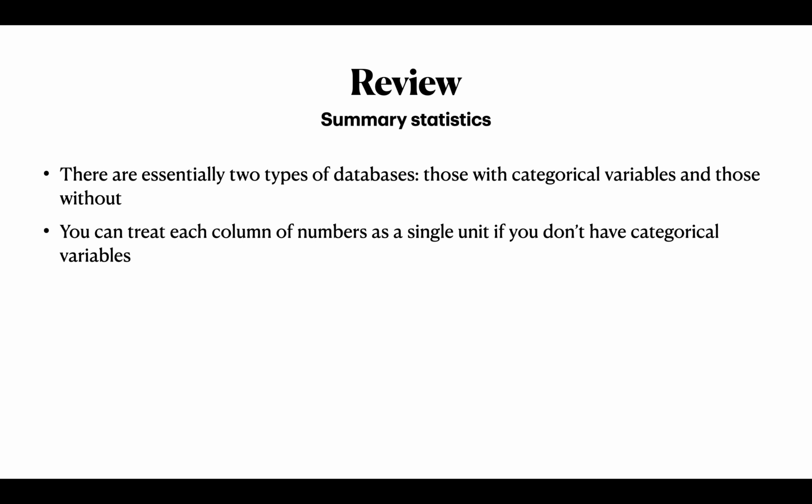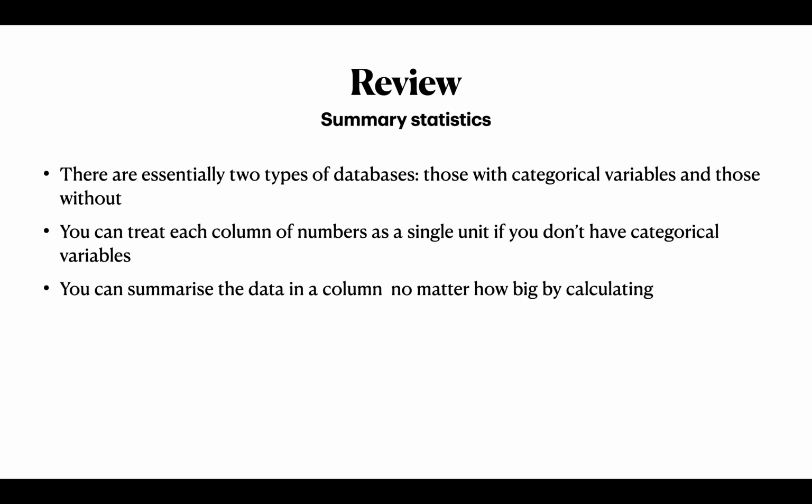Now, if you don't have categorical variables, so you open up your database and you just see all numbers, you're laughing. Because then you can treat each column as a single basic unit in your database. Once you have categorical variables, then most of the time you must subset your columns into distinct parts. Don't worry about it. We're going to look at databases with just pure numbers at the beginning.